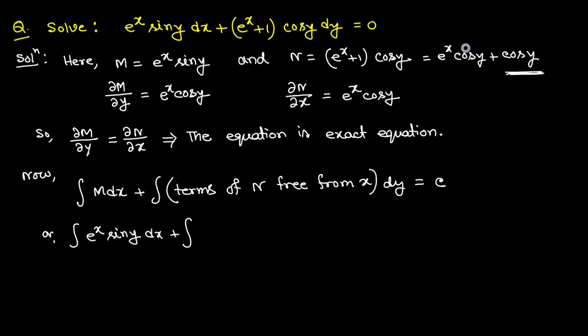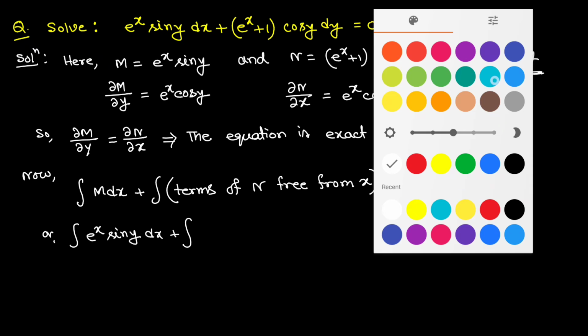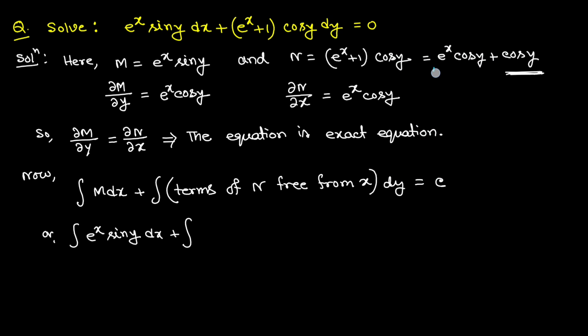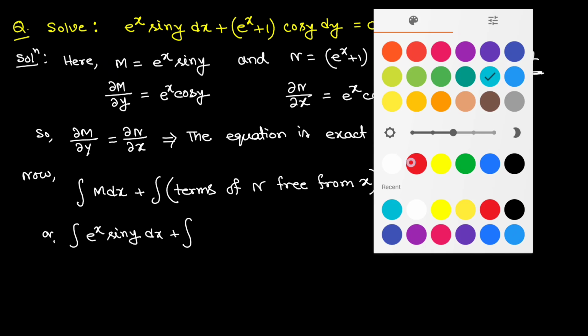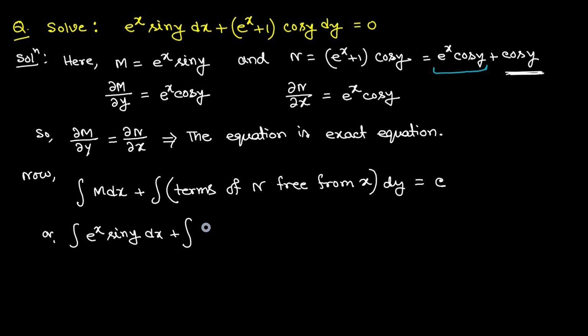Okay, or you can say e to the power x cos y plus cos y. In this expression, the part e to the power x cos y includes the variable x, and you cannot separate the variable x because this is in multiplication form. But in this expression there is no variable x, so you have to write only cos y dy. Clear? And this is equal to c.